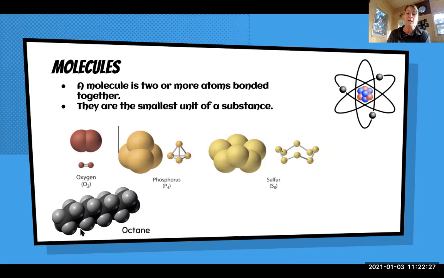And then we can also bond together different kinds of atoms to make molecules that are called compounds. It's important to remember that these are the smallest unit of a substance. And we'll talk a little more in a minute about what a substance is. But basically, we can't break these down any farther without breaking bonds, in which case we would change the identity of the molecule. So it's kind of like the smallest unit of a substance. Okay.